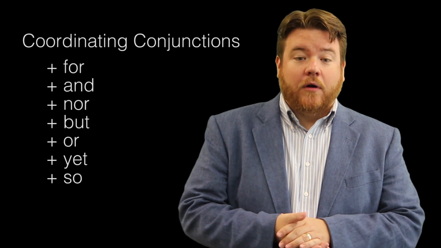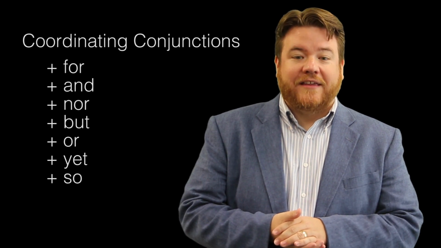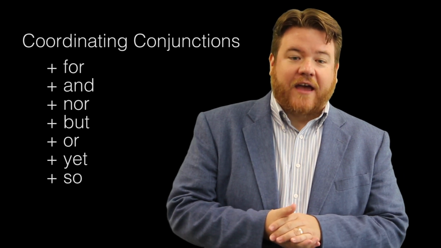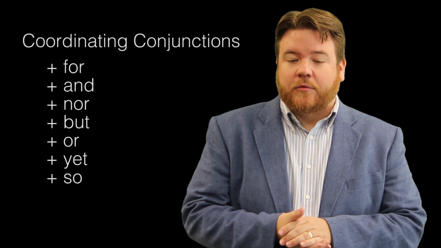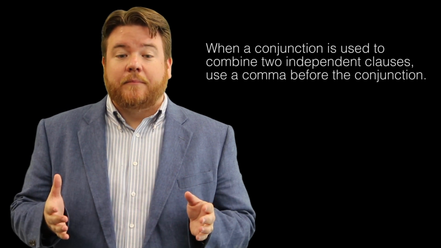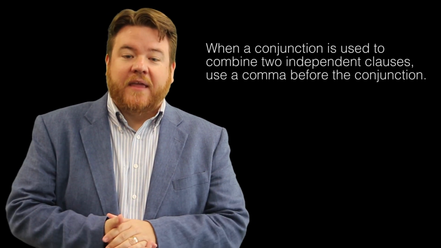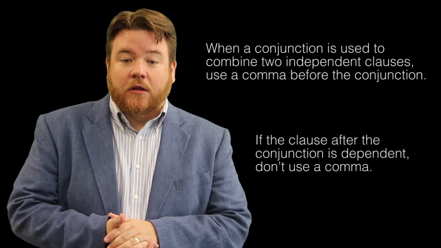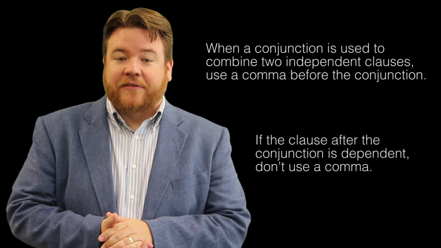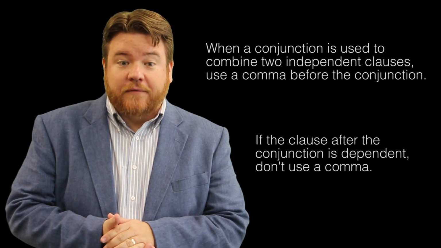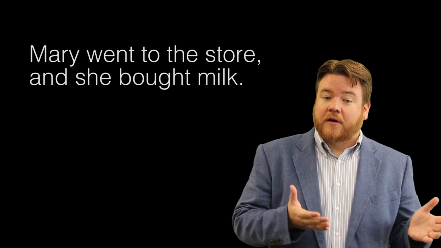The most common way to combine independent clauses is to use a coordinating conjunction. There are 7 conjunctions: for, and, nor, but, or, yet, and so. Conjunctions act as a bridge, combining clauses into a unified sentence. There is only one simple rule to remember when using a coordinating conjunction. When a conjunction is used to combine 2 independent clauses, it will be preceded by a comma. If the clause following the conjunction is dependent and cannot stand on its own as a sentence, there is no need for the comma.